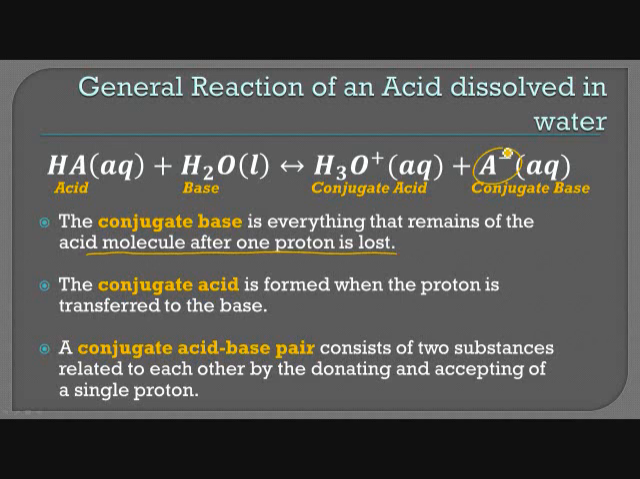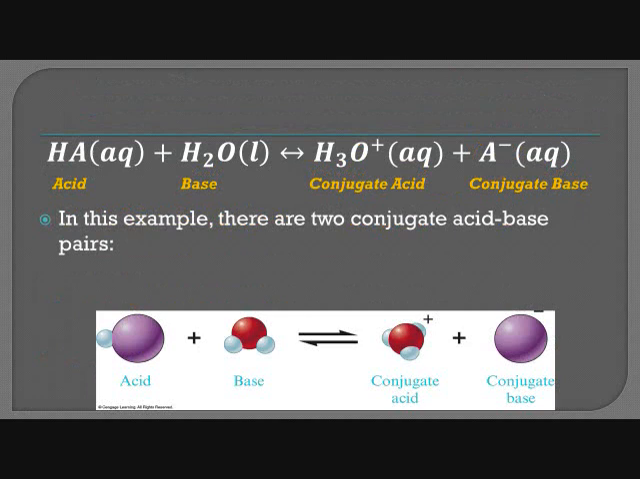The conjugate acid is the product that gained the proton. And then a conjugate acid-base pair consists of the two substances that are related to each other. So you would either have the acid with the conjugate base, or you would have the base with the conjugate acid. Either one would be a conjugate acid-base pair. So in this example, the two pairs that we have are HA and A-, so the acid and the conjugate base, and then the base and the conjugate acid.